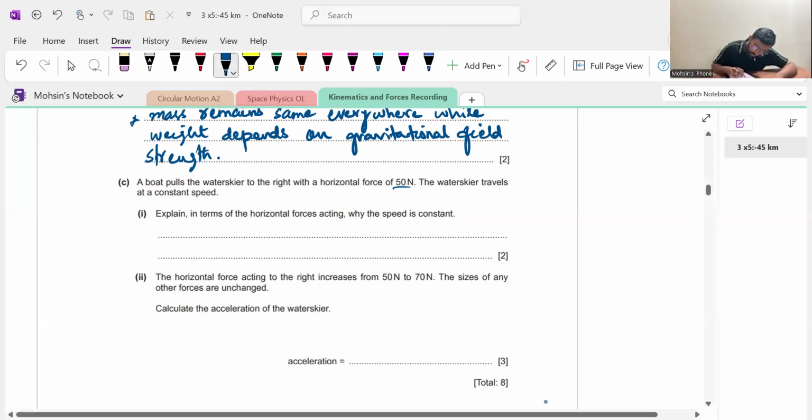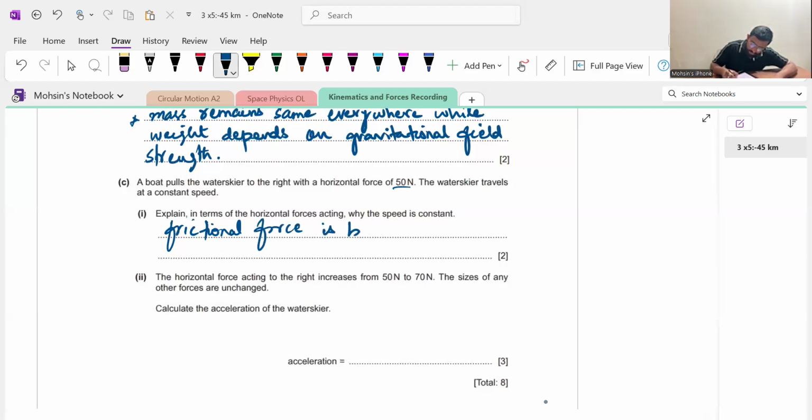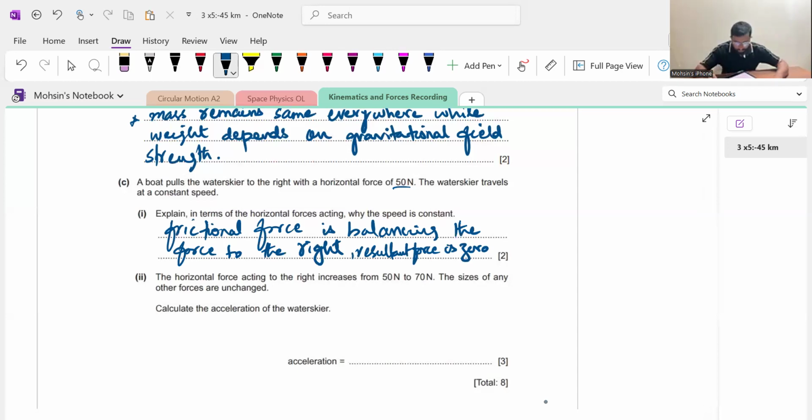So for 2 marks we will write: frictional force is balancing the force to the right, resultant force is zero. The horizontal force acting to the right increases from 50 to 70 Newton.